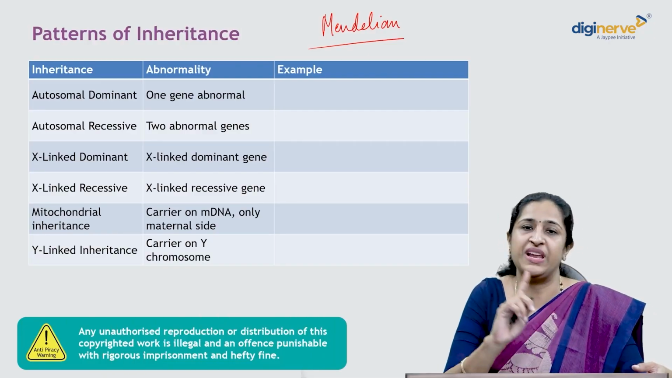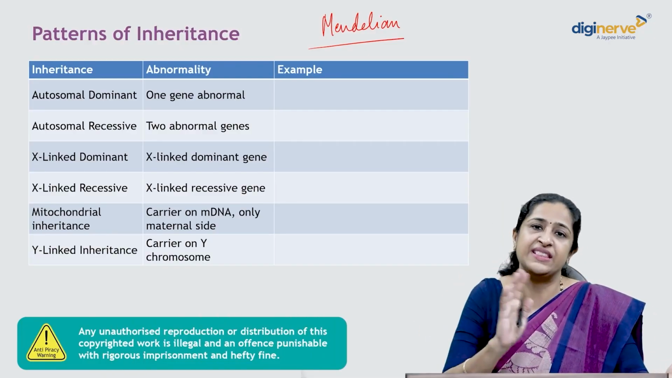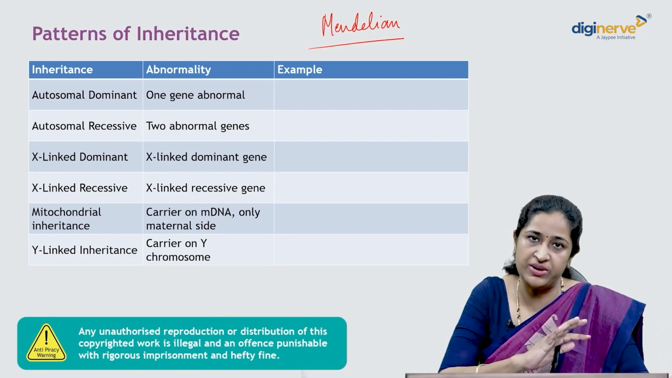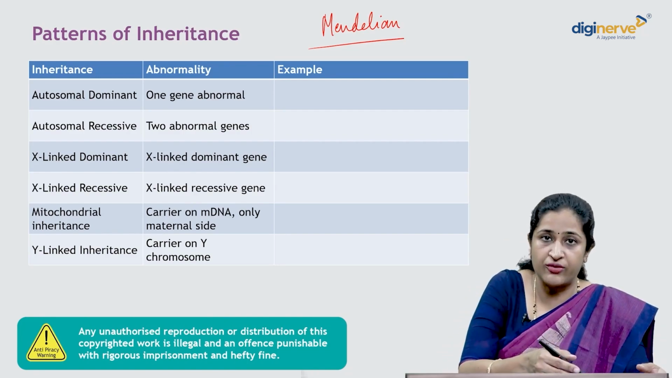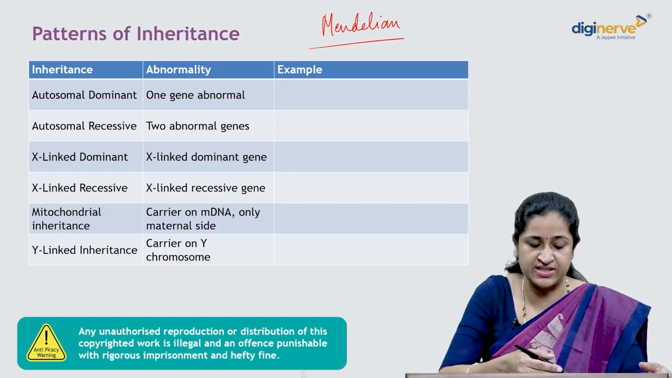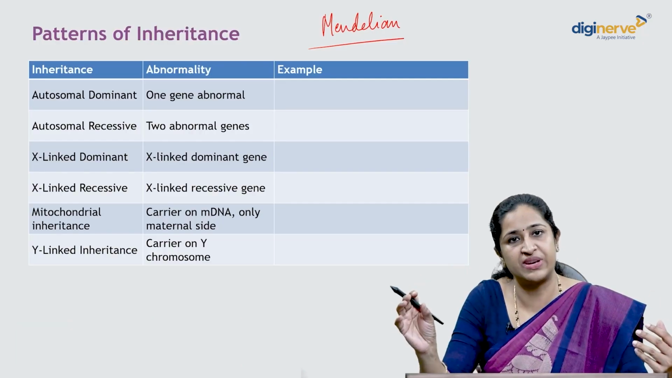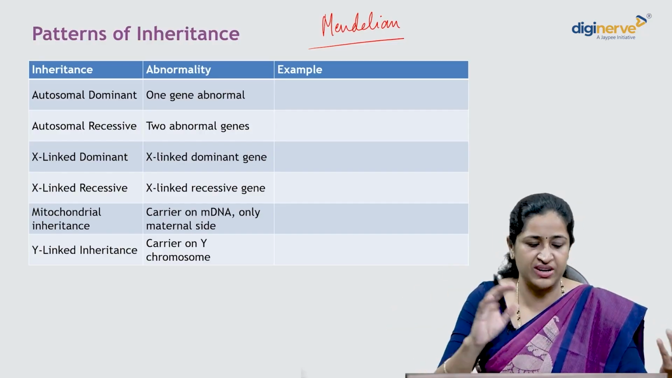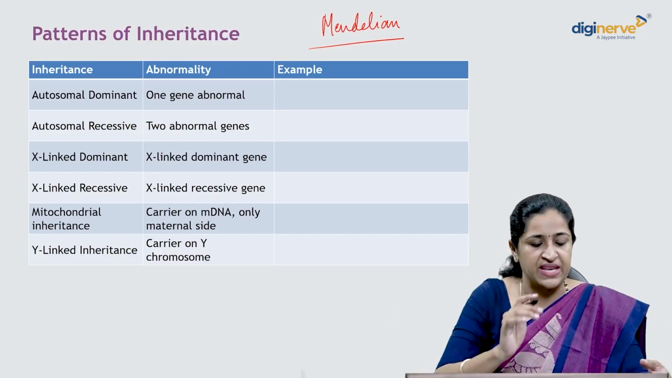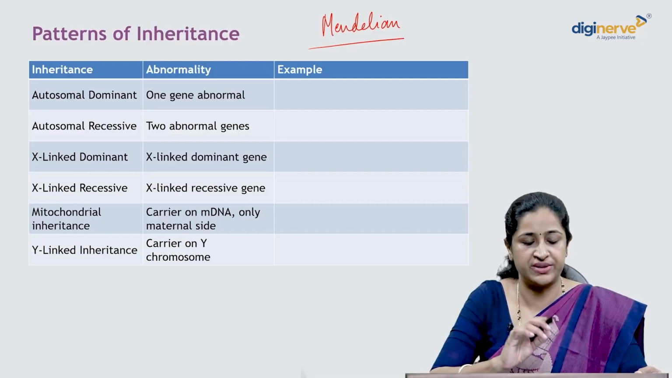They have the autosomal and the X-linked basically. In the autosomal and X-linked, you have the dominant and the recessive. So you have autosomal dominant, autosomal recessive. These are from the non-sex chromosomes. And then you have the sex chromosome related, that is the X-linked dominant and the X-linked recessive. So let's begin with the autosomal dominant.